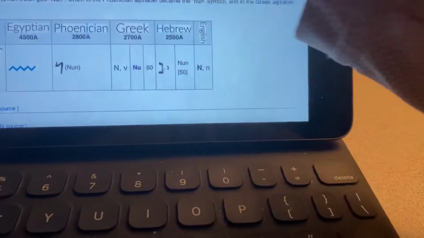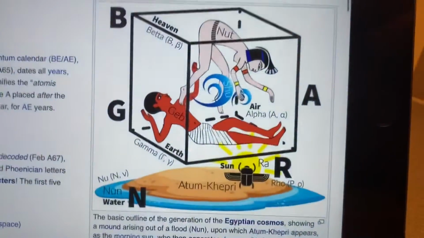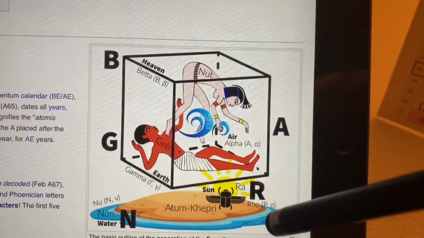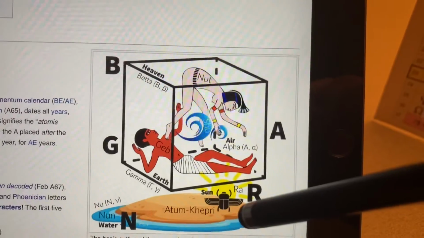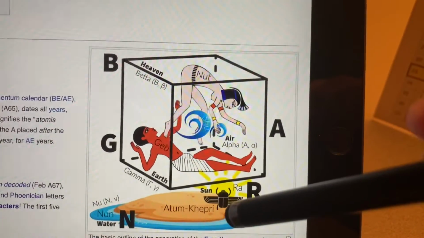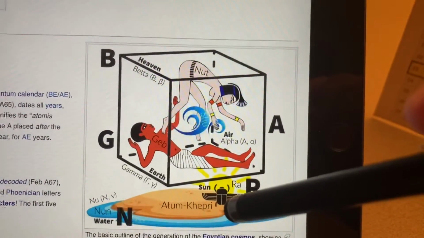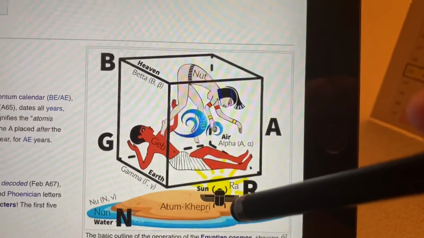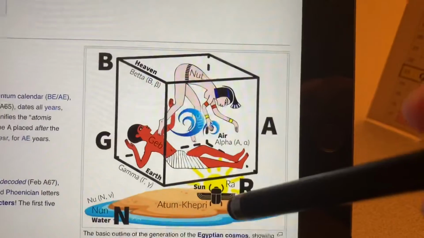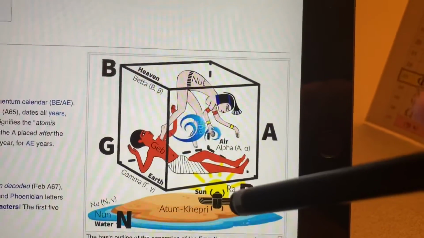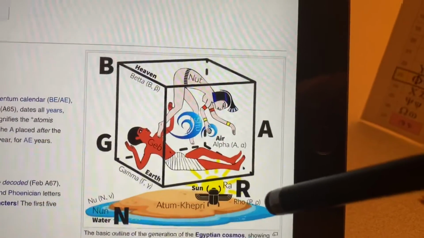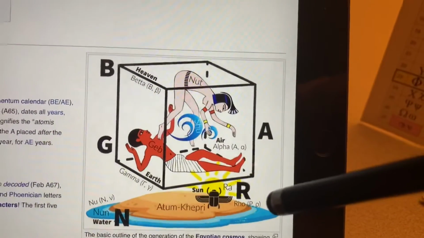So, getting back to our main diagram, out of the watery Nun, a mound arose. And this is carved on the Unas pyramid text, that first appearing on the mound was Atum Kefri, the dung beetle carrying the morning sun, who later became Ra, symbolized by the letter R or Rho, which has a value of 100.